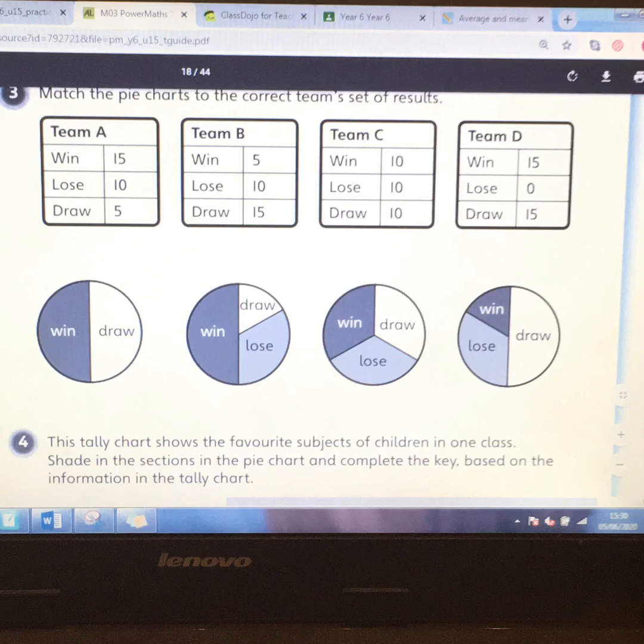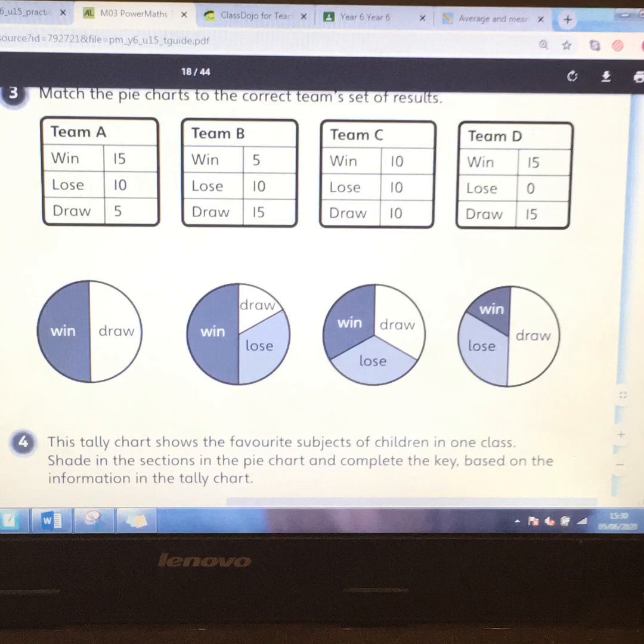Right, if we look at Team B then, again, their whole is also 30, and this time the draw is 15 out of 30, which is the same as a half. So this time I'm looking for a pie chart which shows the amount of draws as half of the circle, and then it shows losses more than wins. So which pie chart would that be? That would be the last one on the right.